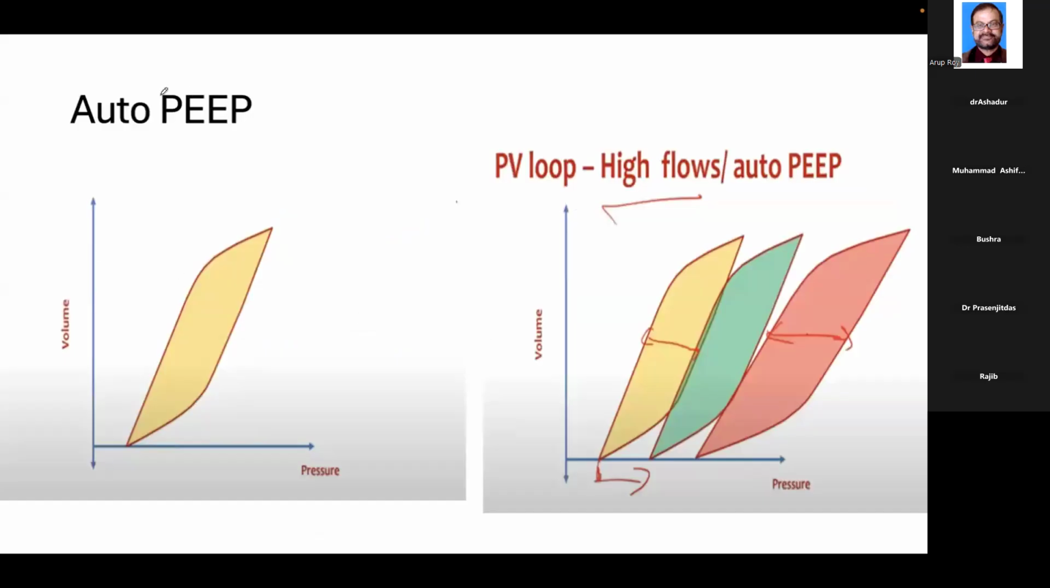Auto PEEP. So I told you how auto PEEP looks like in your flow curves. It doesn't reach the baseline. Then again your inspiratory phase. But in loops, it looks something like this. So as there is more air trapping, more auto PEEP happens. So this compliance or the PV loops slowly and slowly shift towards the right. So more PEEP is here. So all these are auto PEEP.